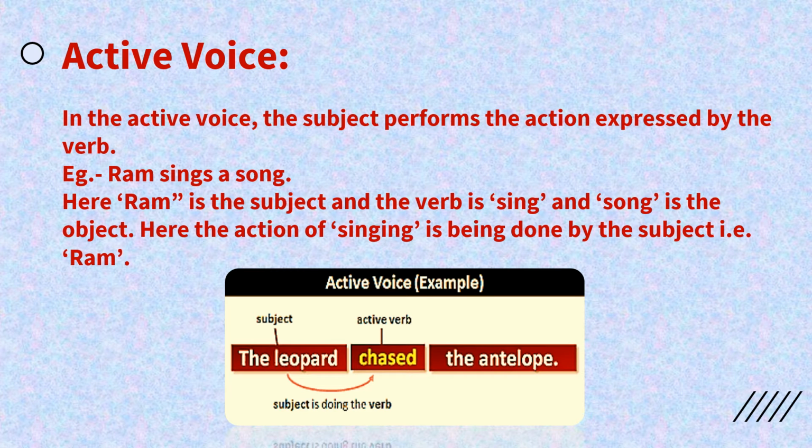Another active voice example is: the leopard chased the antelope. So actively the subject is doing this action, that is, chasing the antelope. So when the subject actively does the action as mentioned by the verb, then the sentence is said to be in active voice.